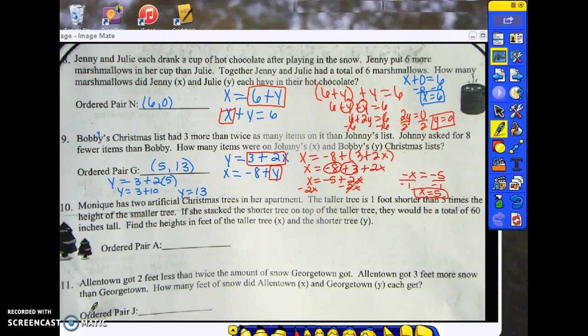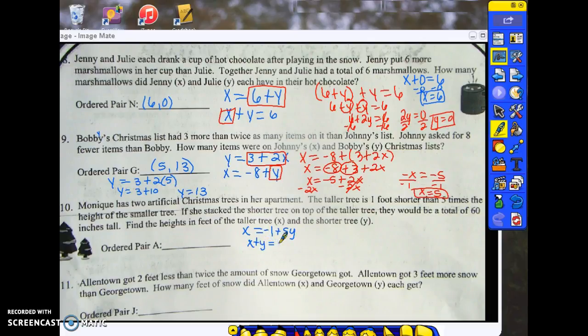Number 10, Monique has 2 artificial Christmas trees in her apartment. The taller tree, which is X, is 1 foot shorter than, so that's negative 1, 5 times the height of the smaller tree. Negative 1 plus 5y. If she stacked the shorter tree on top of the taller tree, so adding their 2 heights together, that would be a total of 60 inches. x plus y equals 60 inches.